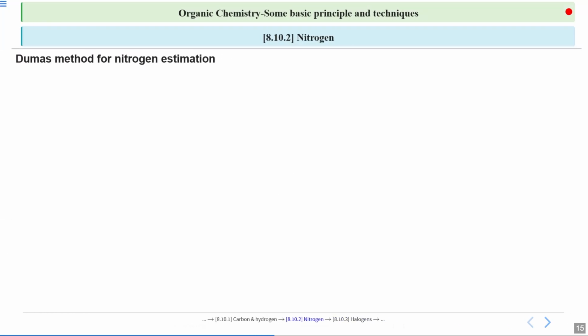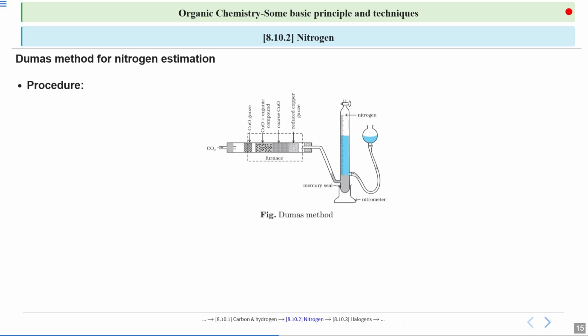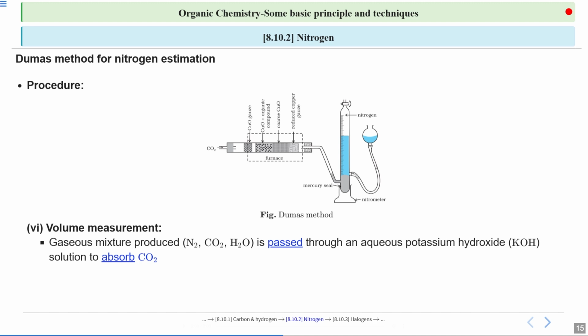Now next, moving on in this procedure, we have talked about all of these 4 parts of the packing tube. Then what about the volume measurement? This is a key part. First, the gaseous mixture produced, containing nitrogen, carbon dioxide and water vapor, is passed through an aqueous potassium hydroxide solution. So the potassium hydroxide absorbs the carbon dioxide, as we have already seen, removing it from the mixture. Then next, the water vapor in the gas mixture is condensed and removed. This is important. We only want to measure the volume of pure nitrogen gas and not the water vapor.